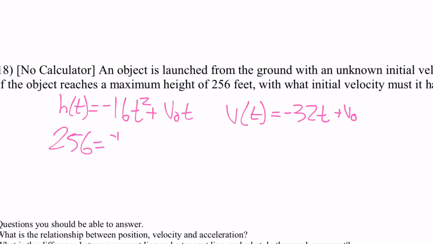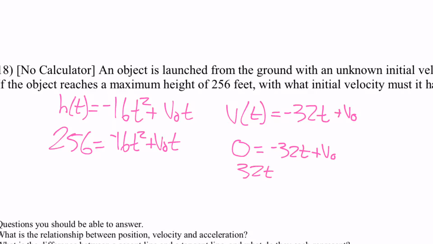256 equals negative 16t squared plus v naught t, right? This is representing the object when it's at its maximum height. So t is whatever time it takes for the object to get to its maximum height. We know that the velocity is zero, so 0 equals negative 32t plus v naught. And so 32t equals v naught, and we can substitute into this equation. 256 equals negative 16t squared plus v naught is 32t.